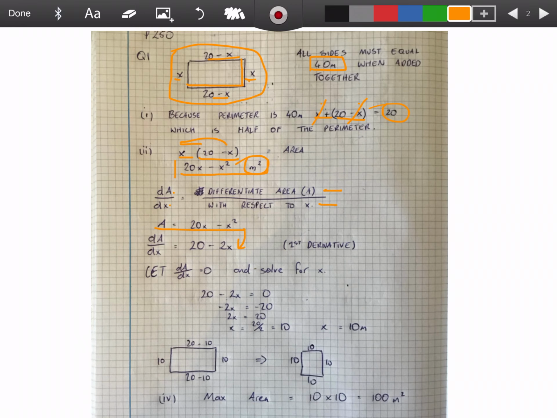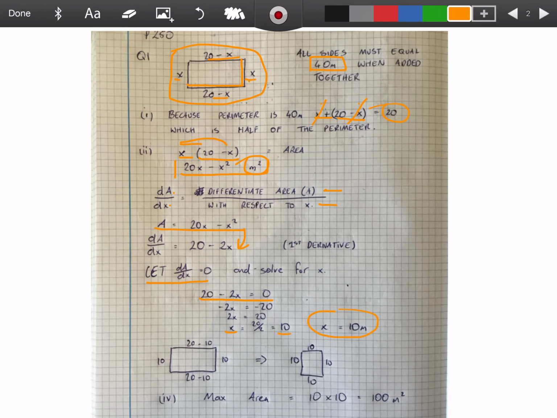Again, if we're not comfortable doing derivatives, we've got to go back and check it again, because we did that a long time ago now. So the way to do it, as I've said, is we let dA over dx equal 0 and solve for x. So I've got 20 minus 2x is equal to 0. Then a little bit of algebra, moving everything around, and I end up with x being 10. So x is 10 meters.